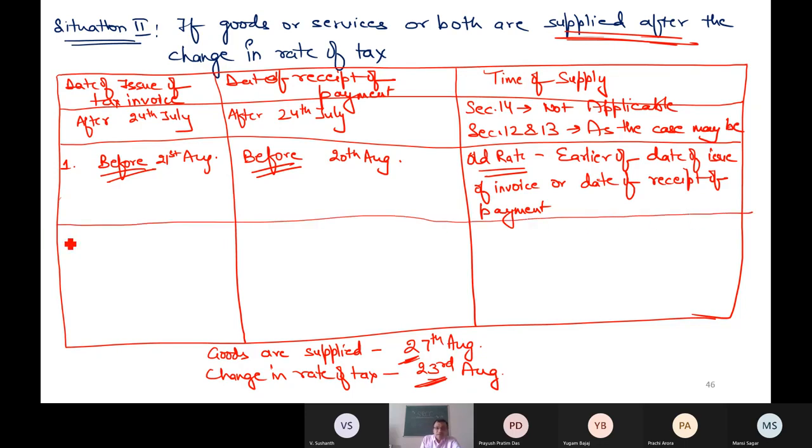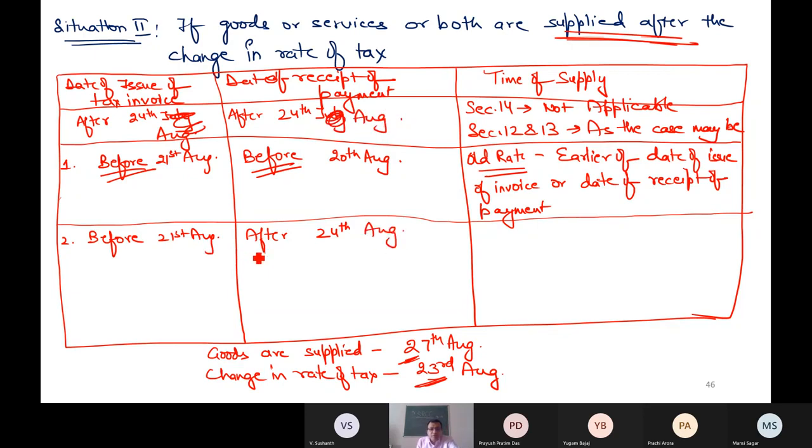I hope this point is clear. Thank you. Now let me assume one thing before the change in rate of tax, let me assume 21st August, and one thing after the change in rate of tax, let me assume 24th August. Here I should not use July, it is August, because now I am assuming everything in August.